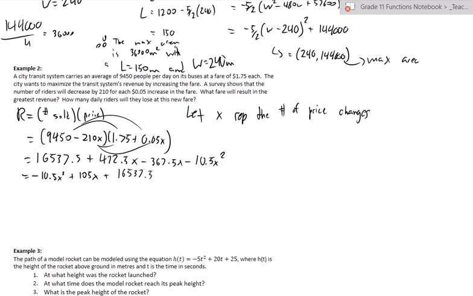Okay, so we now have standard form, which we're now going to turn into vertex form. Again, always a lot to do here. So remember, we're going to factor out negative 10.5 from our x's. So that's going to give us negative 10.5 times x squared minus 10x. We would then take our negative 10, divide by 2, and square that. That's going to give us 25. So plus 25 minus 25 plus 16,537.5.